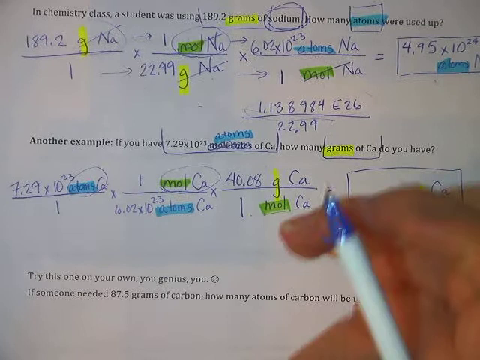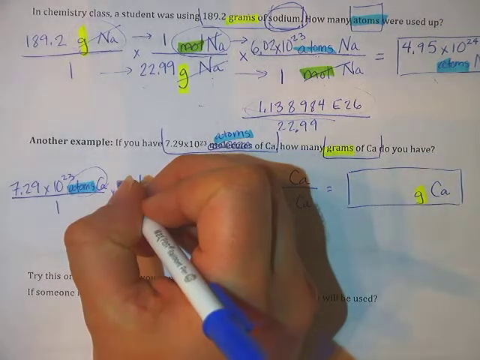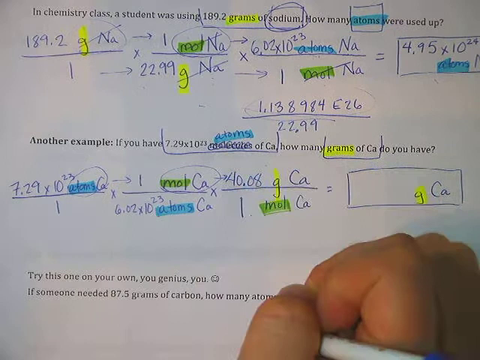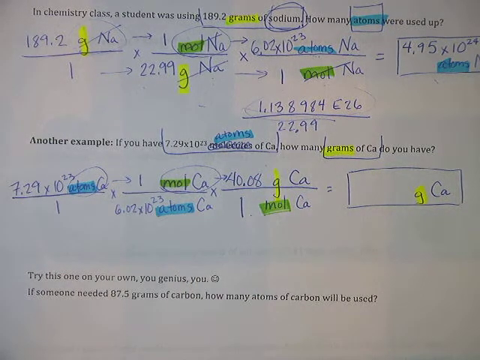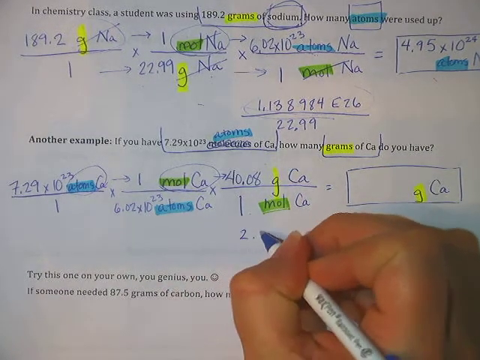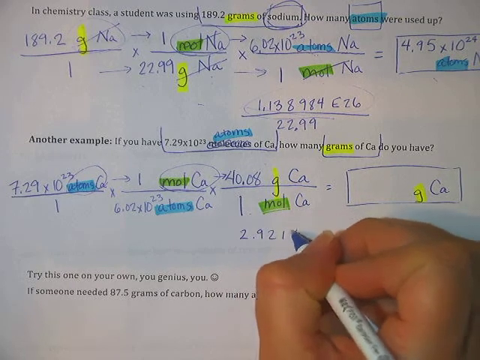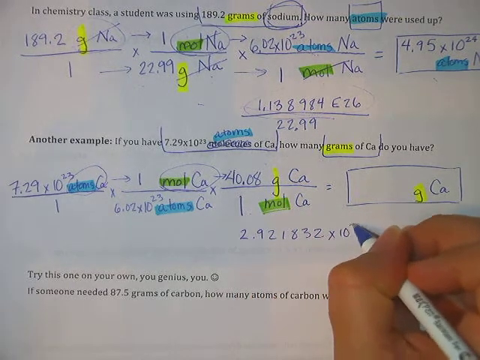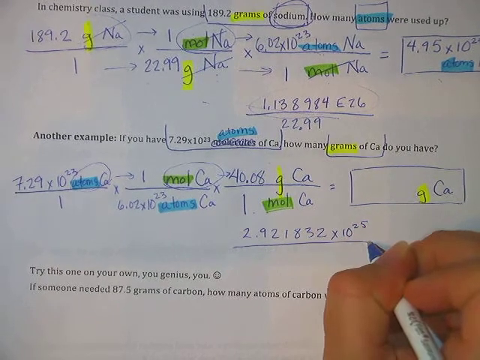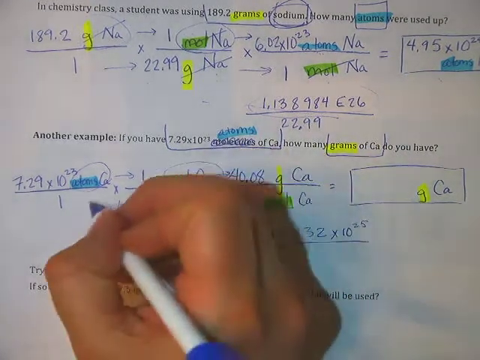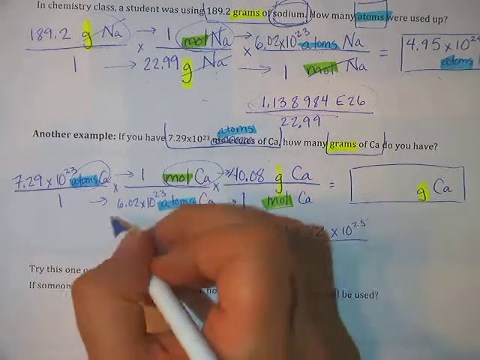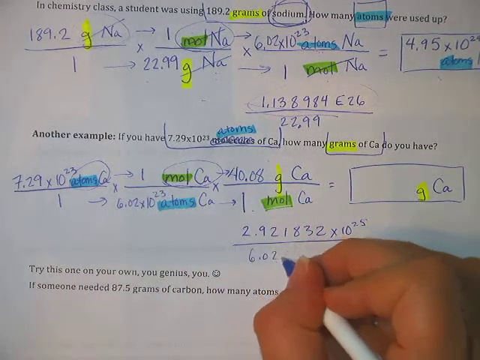Once all my fractions are filled in, again, now it's just time to do the calculator part. Top times top times top. If you type that in your calculator, 7.29 E23 times 40.08 times 1, but you don't really need to type times 1. You get 2.921832 times 10 to the 25th over 1 times 6.02 times 10 to the 23rd times 1, that's just going to be 6.02 times 10 to the 23rd.